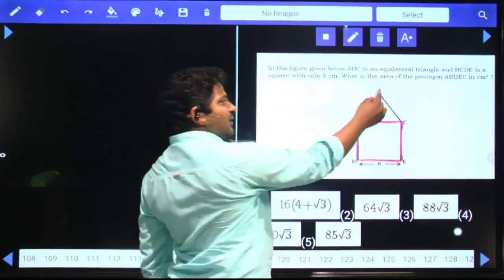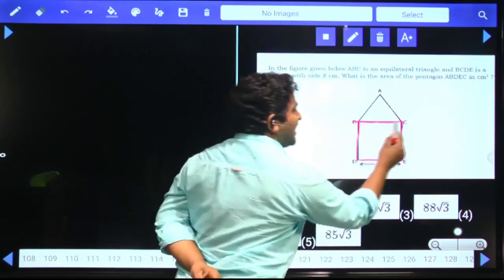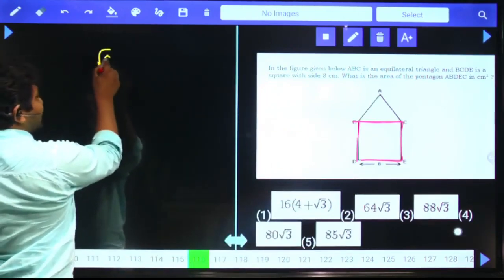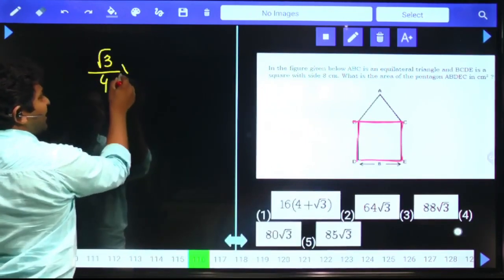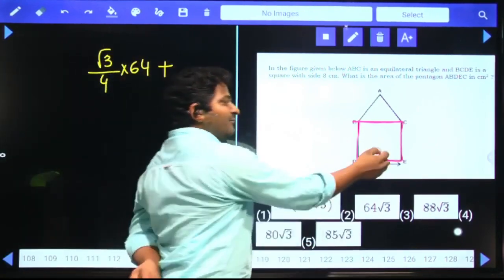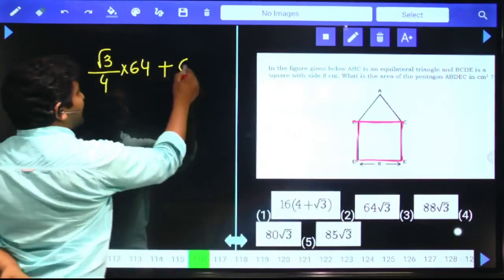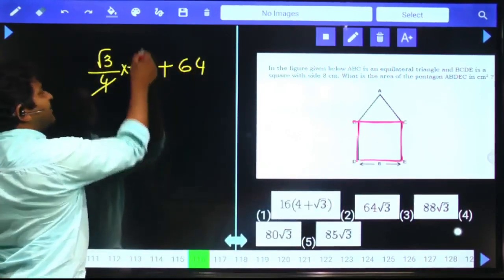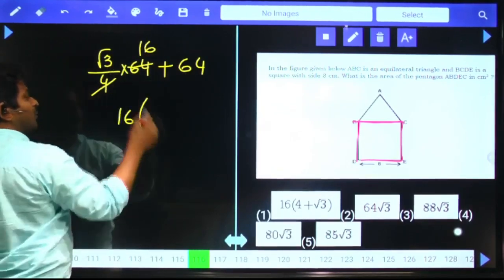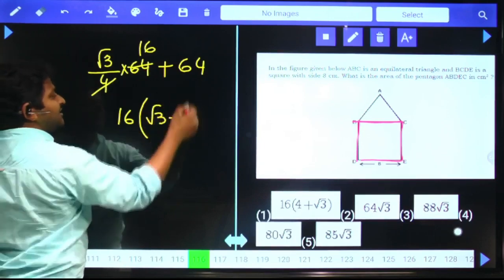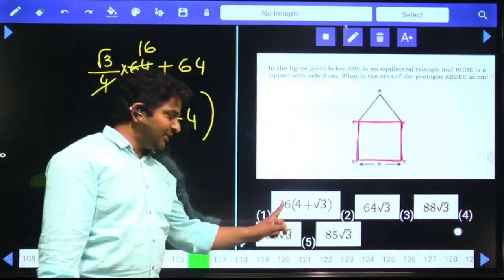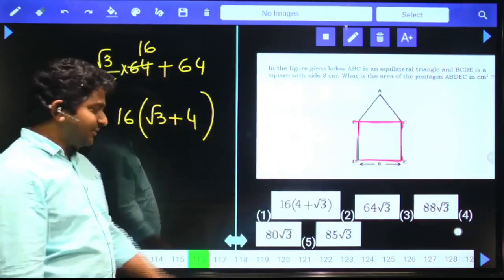Now ABC is the equilateral triangle with base value 8. Area of the equilateral triangle is root 3 by 4 a square, 8 square, that is 64, plus area of the square, 8 square, that is equal to 64. 4 how many times? 16 times. Both are 16 multiples. Let's take 16 common: 16 into root 3 plus 4. First option, 16 into 4 plus root 3 or root 3 plus 4. Anything is fine. First option is the answer.